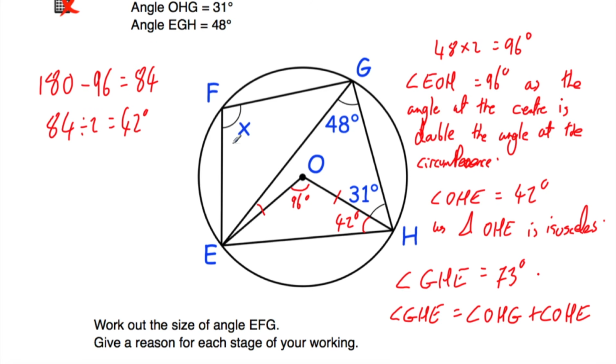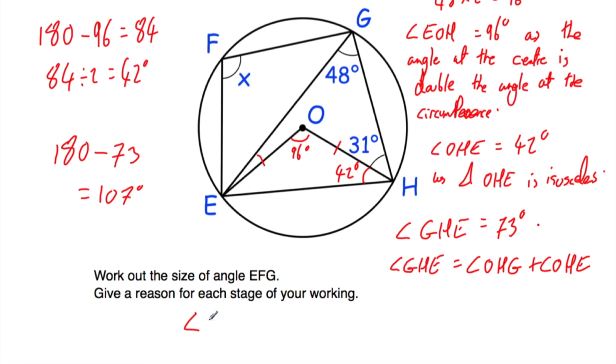And then finally, we want to find the size of this angle. We have got this cyclic quadrilateral, and because this is a cyclic quadrilateral, the opposite angles will add to 180 degrees. So our 73 degrees and this angle over here, the one we're trying to find, will add together to be 180 degrees. So if we do 180 subtract 73, that's equal to 107 degrees. So that means this angle is 107 degrees, and that's it. Let's just write that last step: angle EFG equals 107 degrees, as the opposite angles in a cyclic quadrilateral add to 180 degrees.